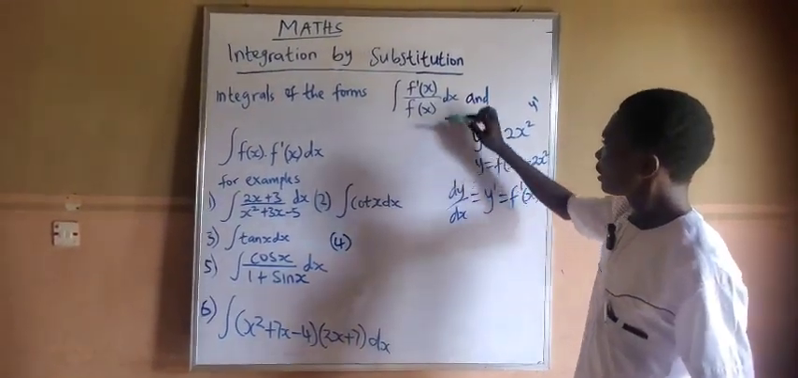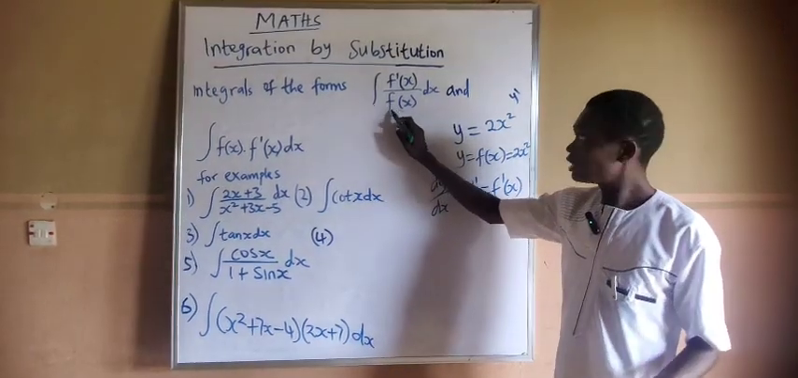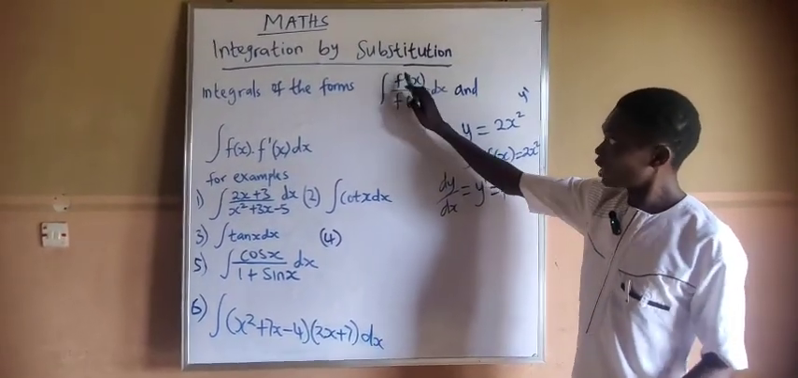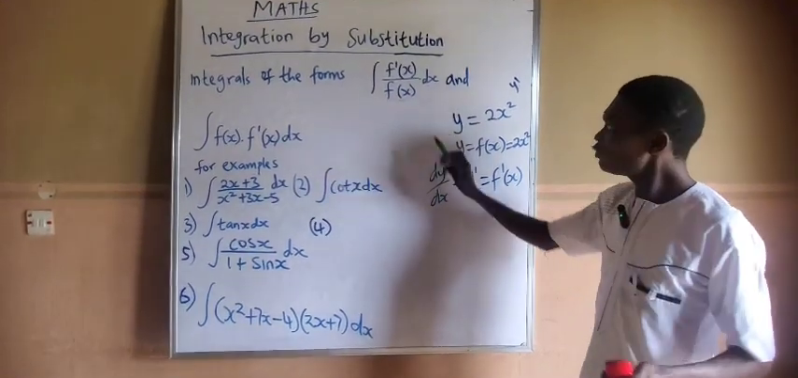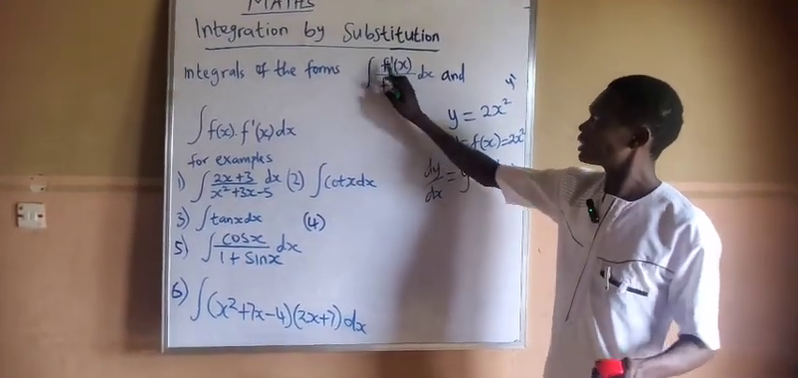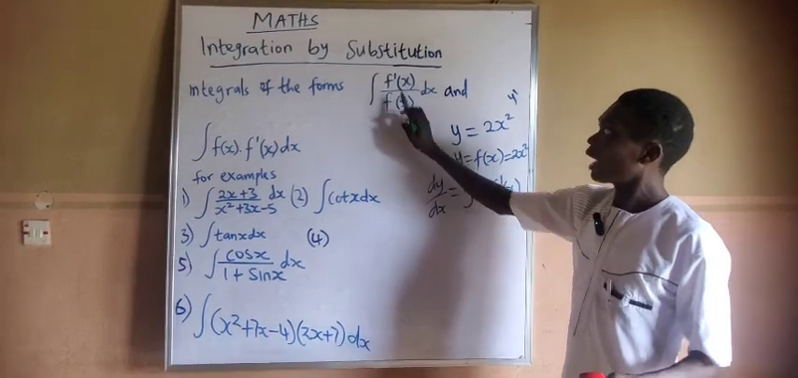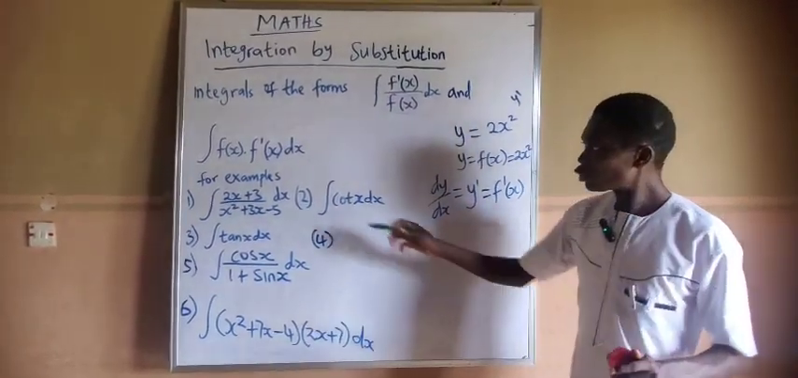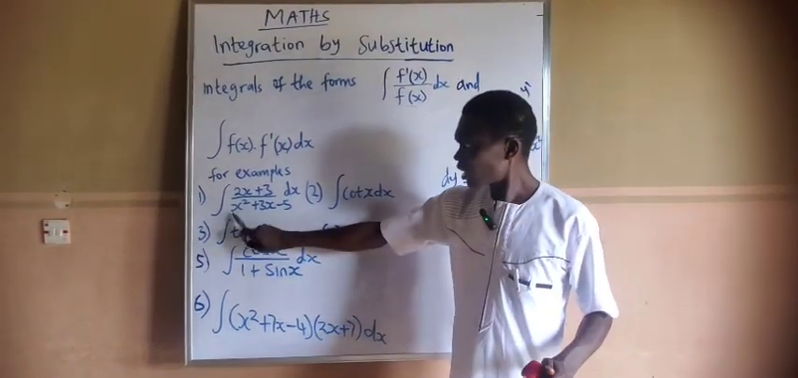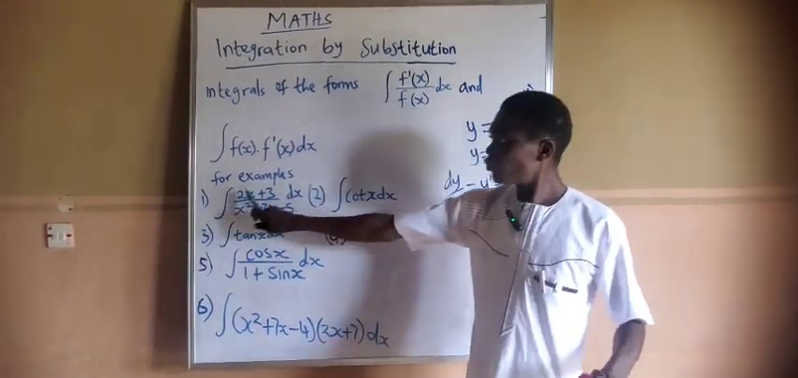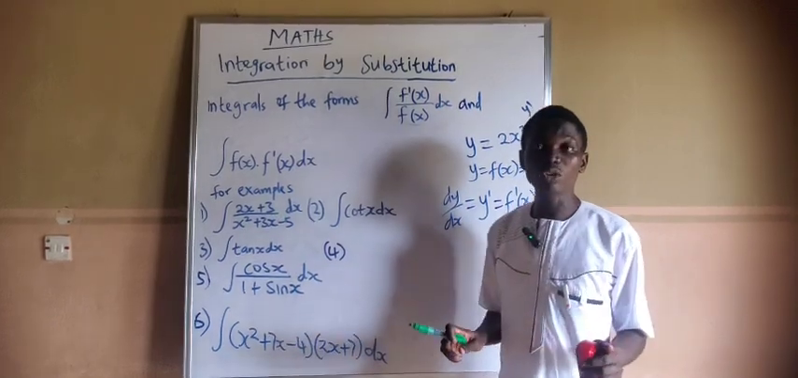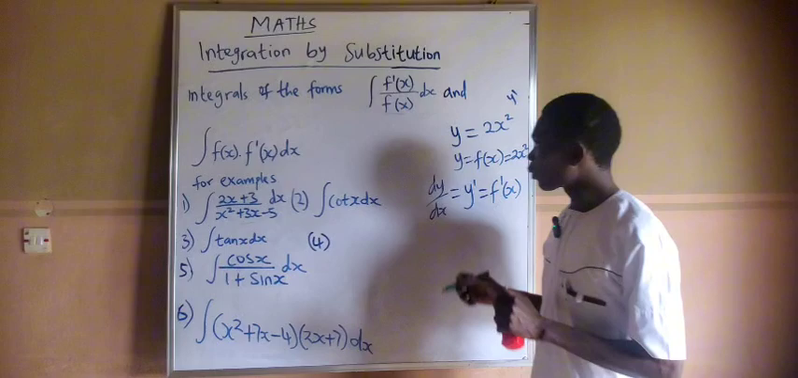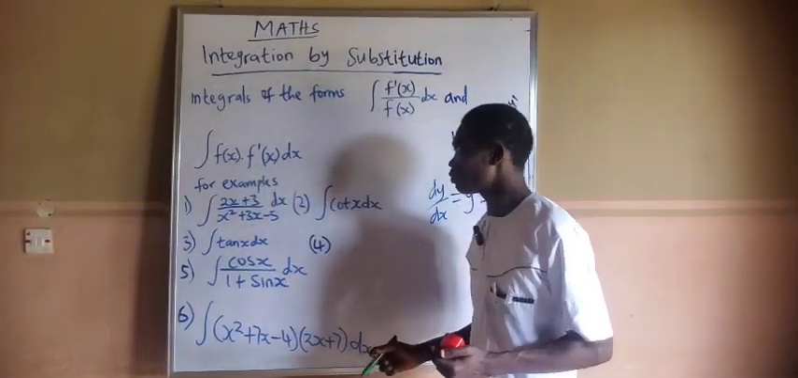So what this tells you is that when you differentiate f of x, it will give you f prime of x. So if you differentiate the denominator and it gives you what is on the numerator, you make use of the substitution method. If you look at this as a case study, if you notice that when you differentiate the denominator here, it will give you exactly what is on the numerator, then at that point, you make use of the substitution method. Okay, now let me explain what this means.